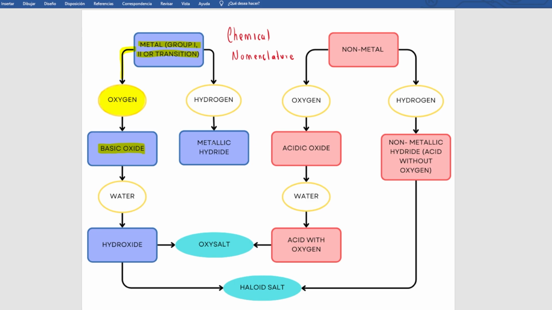And today we'll be talking about metallic hydrides. Metallic hydrides are formed by the combination of metal group 1, 2 or transition with hydrogen. Let's say, for example, sodium plus hydrogen, and it produces a metallic hydride that has this structure. But let's explain it deeply.